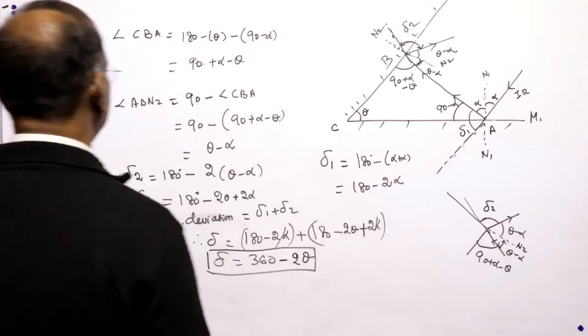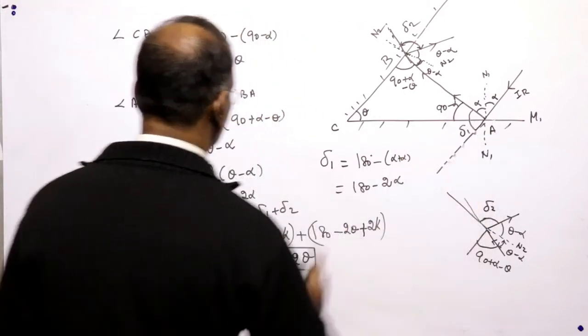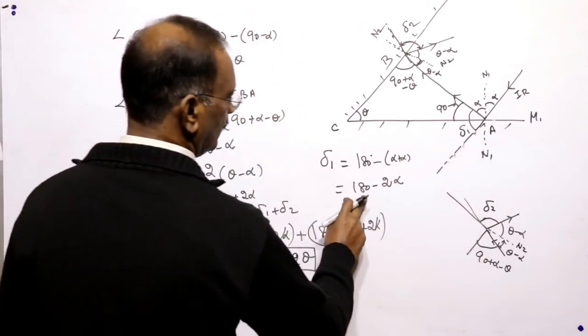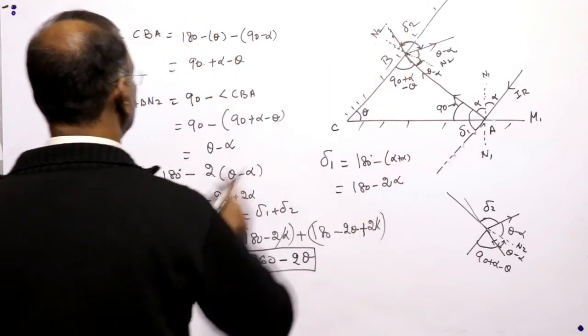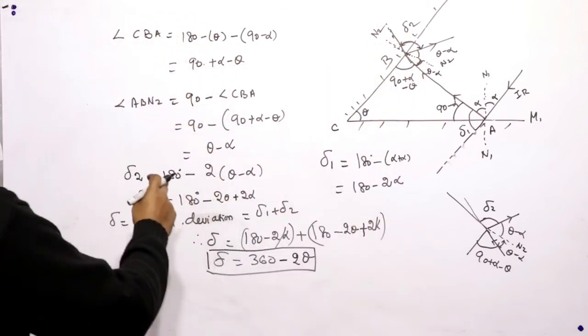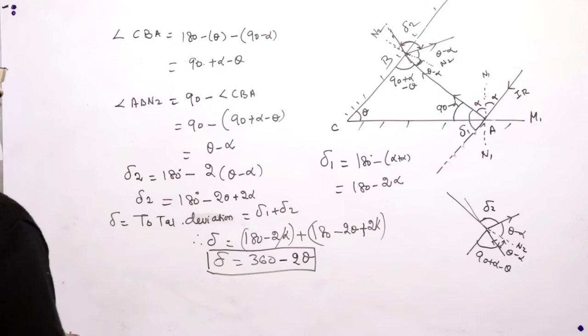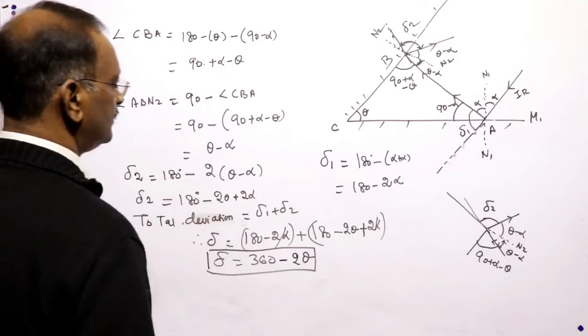This is the net deviation. Deviation at mirror 1 is equal to 180 minus 2 alpha. At this mirror it is equal to 180 minus 2 theta plus 2 alpha.